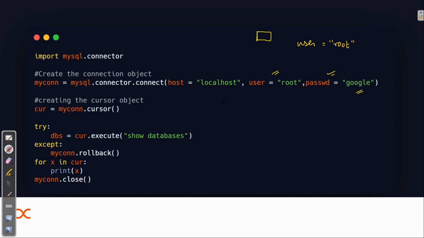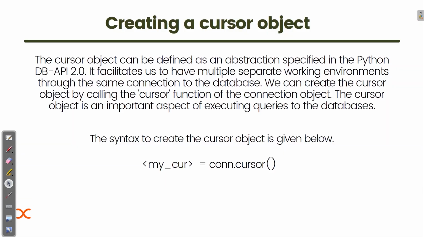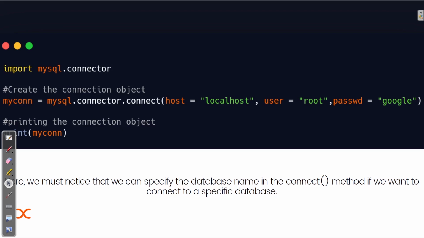We are going to create a new database, so don't worry about it, we are going to do the practical too. Then we are creating the cursor object here. That was the wrong slide, I guess. I hope these three parts are clear now: host, user and password.